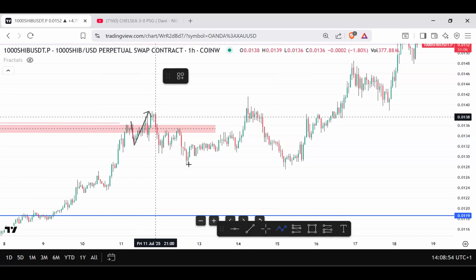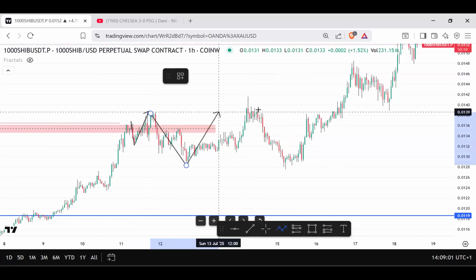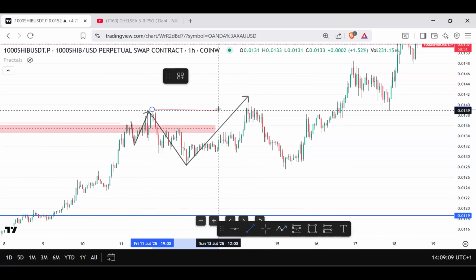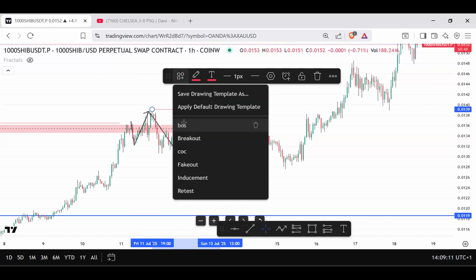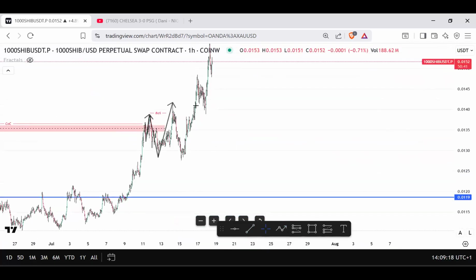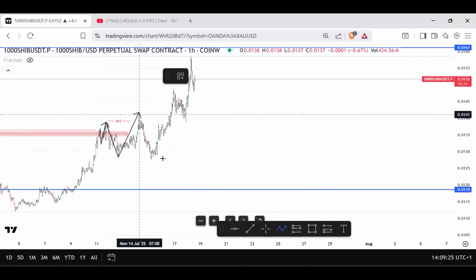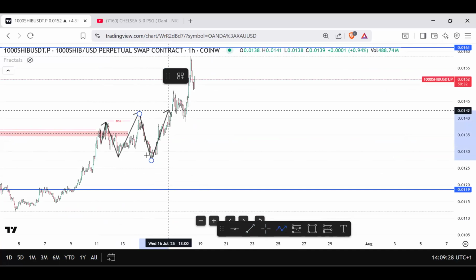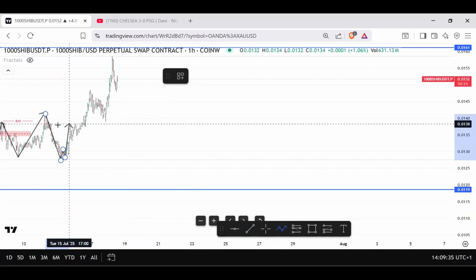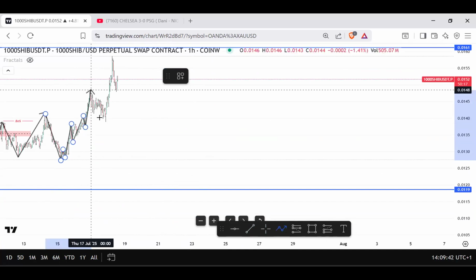After the second correction, you can see the price closed above this one. So that's our break of structure that confirms that the trend has changed. Correct. So now SHIB is in uptrend, because once this changed, we now have this correction again and another break of structure. So SHIB is in the uptrend. Correct.